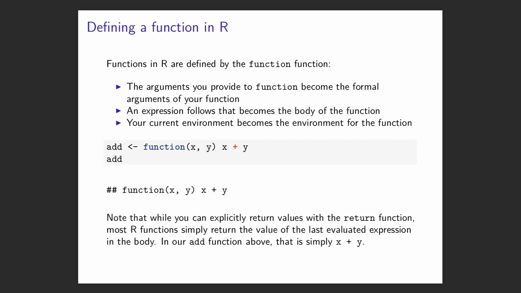I'm sure Gabriel can tell you a little bit more about primitive functions if you're especially interested in them. Okay, so defining a function in R, we're defining simply by the function. Whatever arguments we give to that become the formal arguments of the function. Whatever expression follows that, in this case just x plus y, becomes the body, and whatever the current environment is becomes the environment for the function. And usually if you're just writing R code and evaluating it interactively, that'll usually just be the global environment. That's not always going to be the case. That's something that's typically defined automatically, and usually it's the global environment.